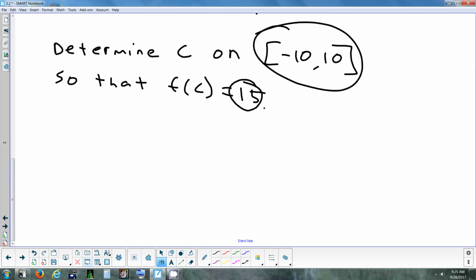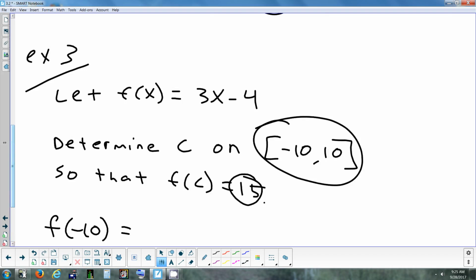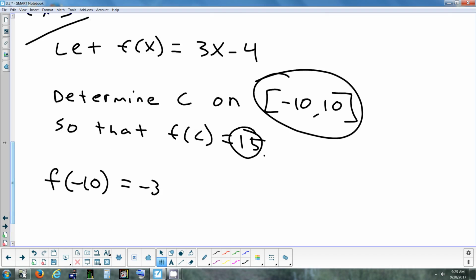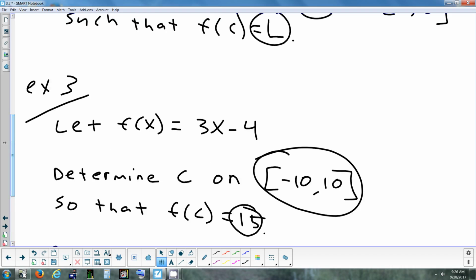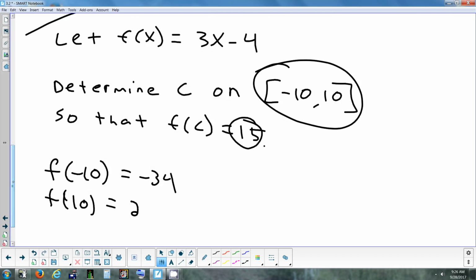So Dylan, if I plug in negative 10 for x, what do I get for y? You would get negative 34. Yep, negative 34. And Sean, if I plug in positive 10, what do I get for y? 26. So knowing that this is a linear function, and I'm starting at a y value of negative 34, and I'm ending at a y value of 26, am I going to go through a y value of 15?